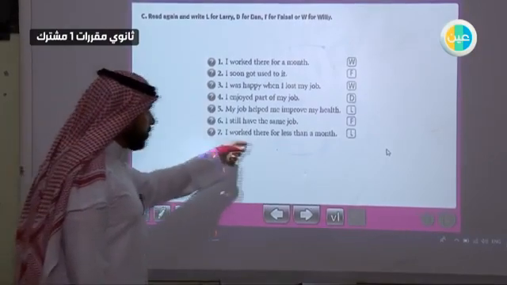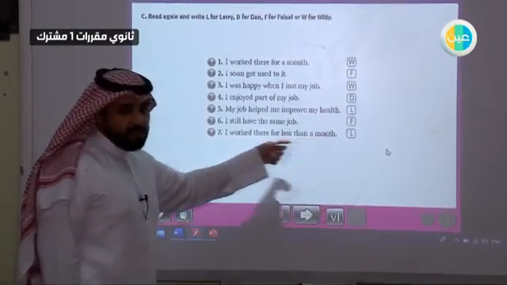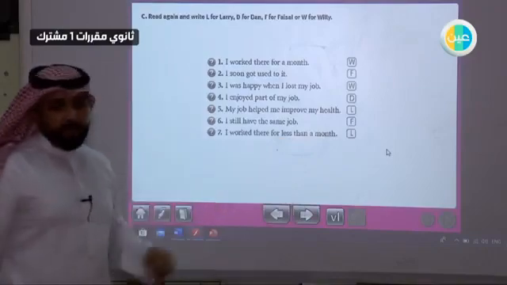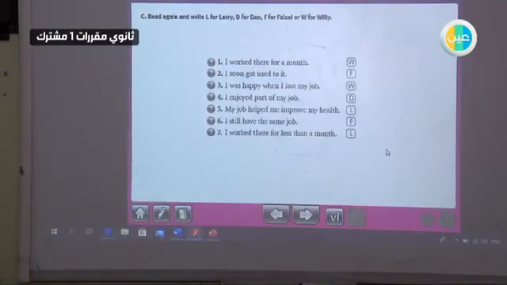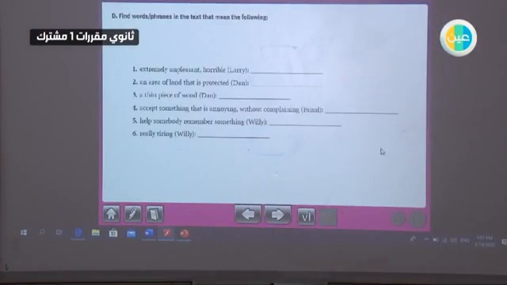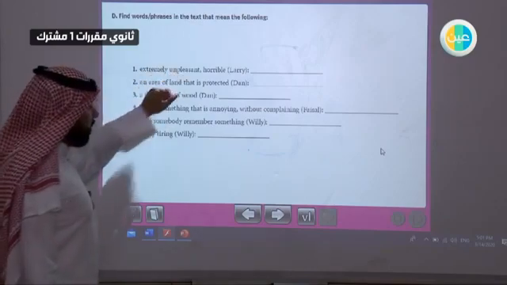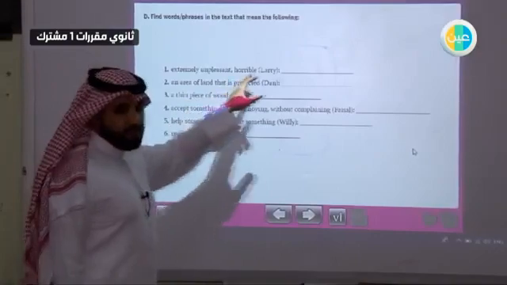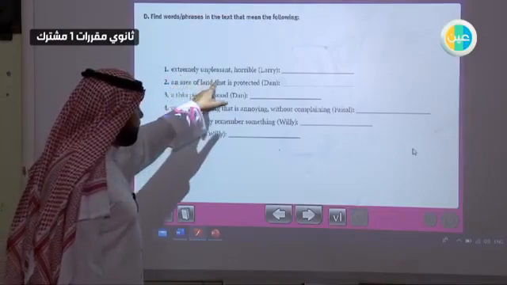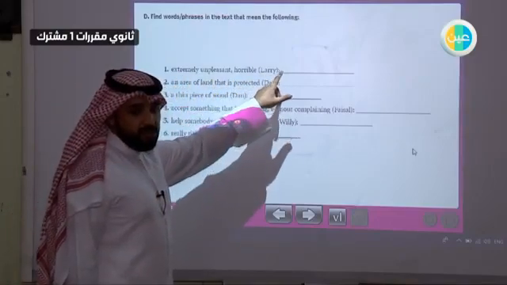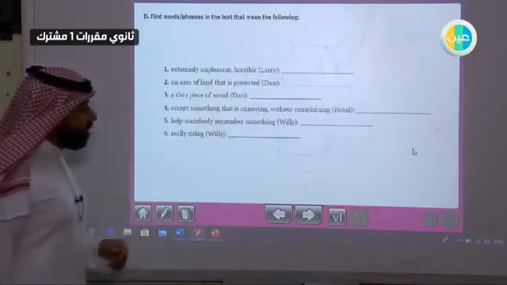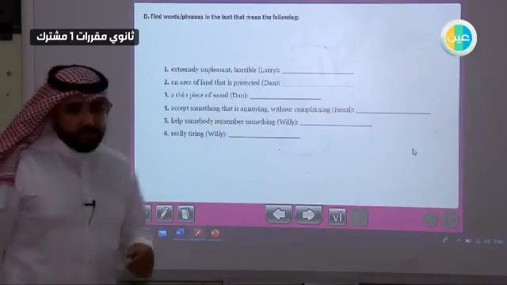The last one, I worked there for less than a month. He was Larry. He just lasted there for one week. So that means less than a month. Here we have some words, and he asks you to find the synonym, the same meaning, from each paragraph. For example, the first one, extremely unpleasant, horrible. You can find the word that has the same meaning in the Larry paragraph, and so on. So think about this, and then we will get the answers.